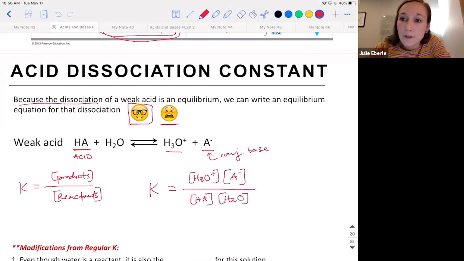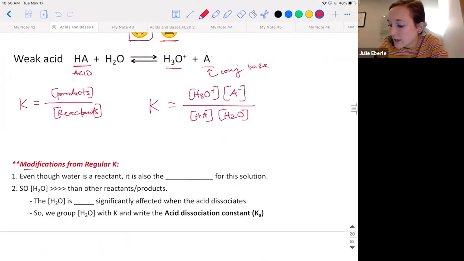Now, there is a minor difference between an equilibrium expression for a weak acid and just for a typical chemical reaction. Here's the modification we're going to make from regular old K. I'm just going to read these points through. Even though water is a reactant, it's also the solvent. Remember we said all acid-base reactions occur in water. So because it's the solvent, the concentration of water is ginormous. It's insanely large. It's insanely greater than any other reactant or product in the equation.